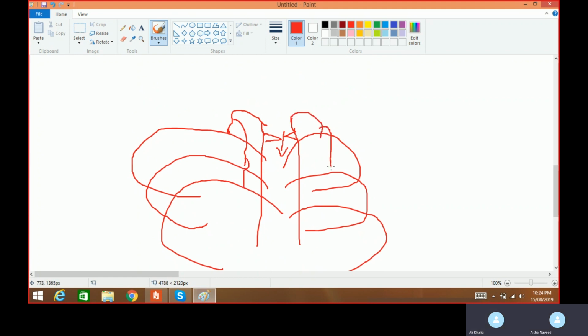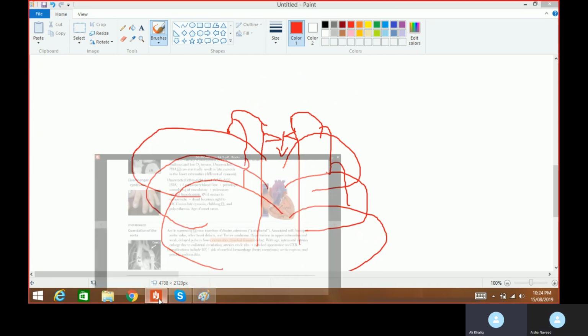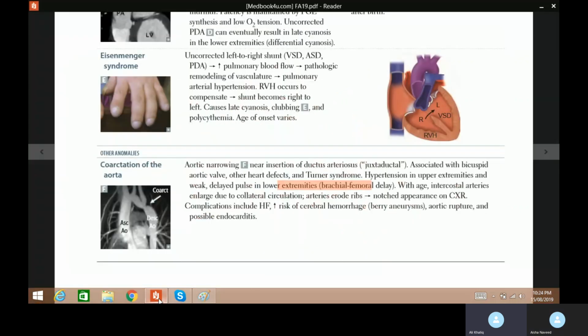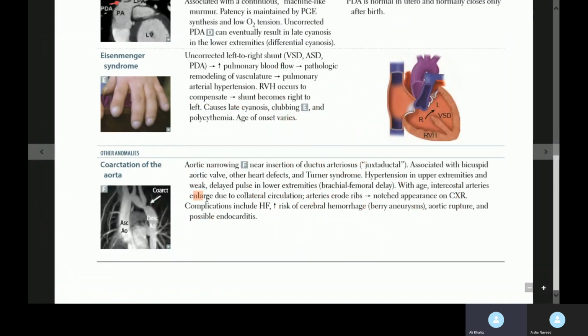The collaterals will supply the intercostals. When an intercostal artery is enlarged, it enlarges because the blood flow is coming from the collateral circulation, and you will see a notched appearance on the X-ray, rib notching.